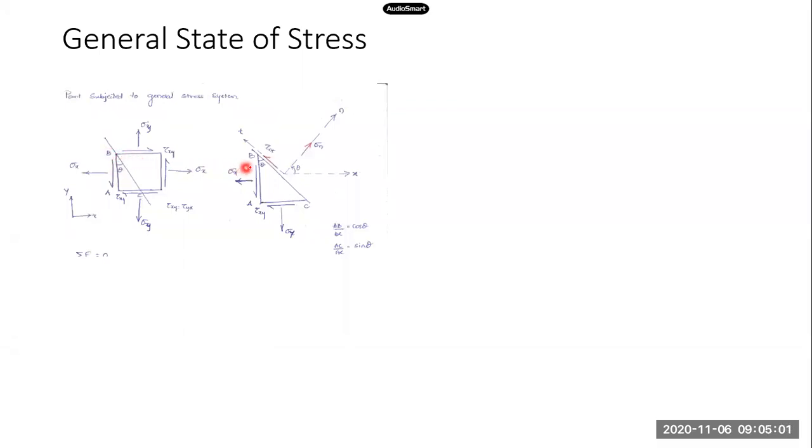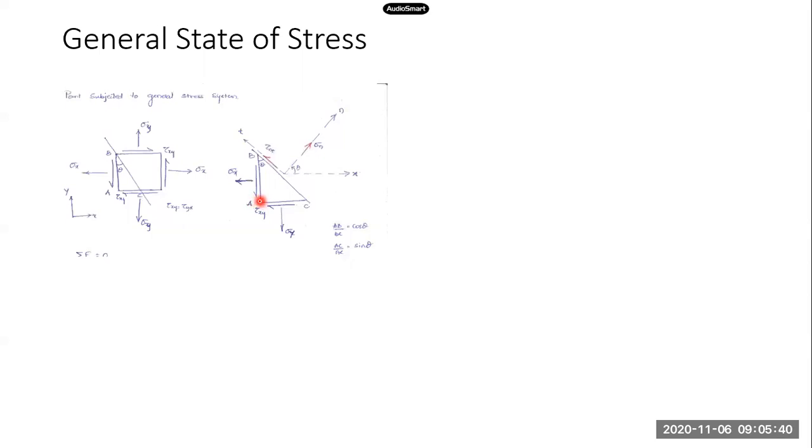Once we pass this plane through this element, we consider one part of it. The left part of this element has been shown over here. So what are the stresses acting here? We have three faces: AB, AC, and the inclined face BC. On these three faces, you will have stresses acting. If I take the plane AB, I have the normal stress sigma x acting on this face, and the shearing stress on this face AB is tau xy.